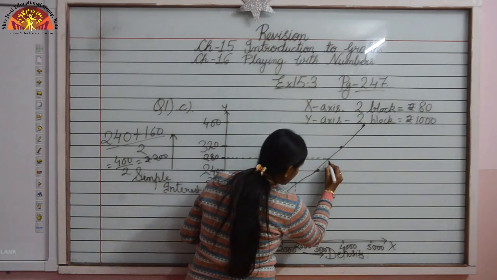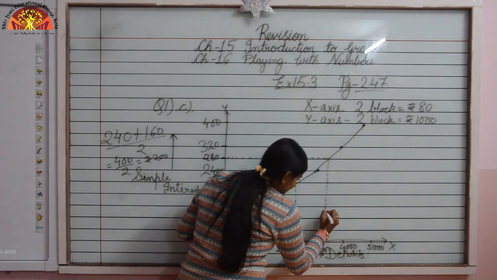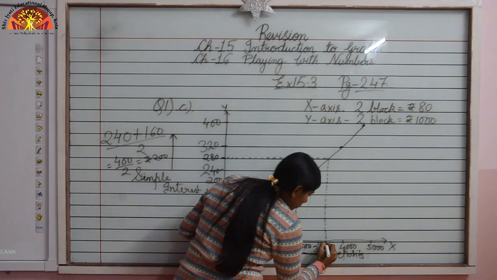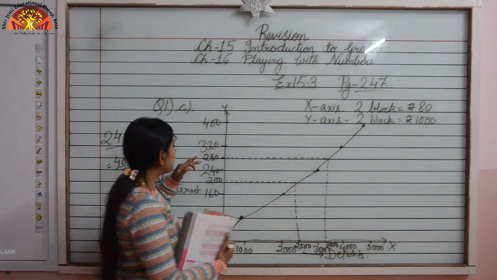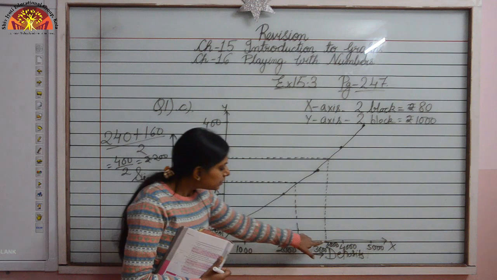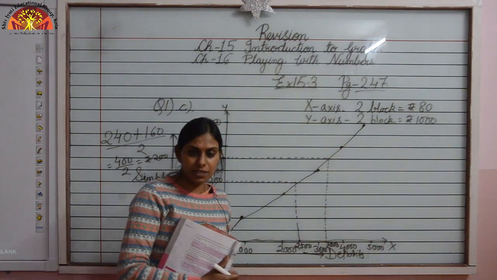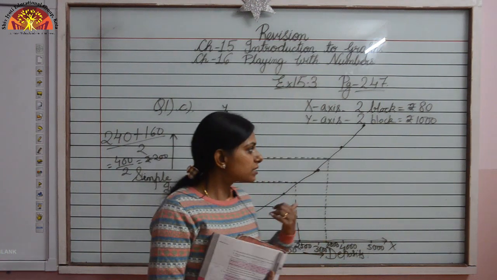So we can find it out. It will lie exactly in the middle of 3000 and 4000, that is 3500. That is, when the simple interest is rupees 280, the deposited amount should be rupees 3500. Is it clear, children? So I hope that what we have studied in this chapter is quite clear to you.